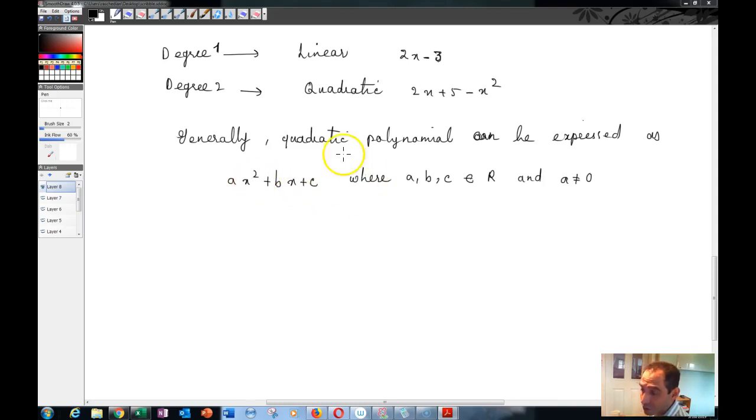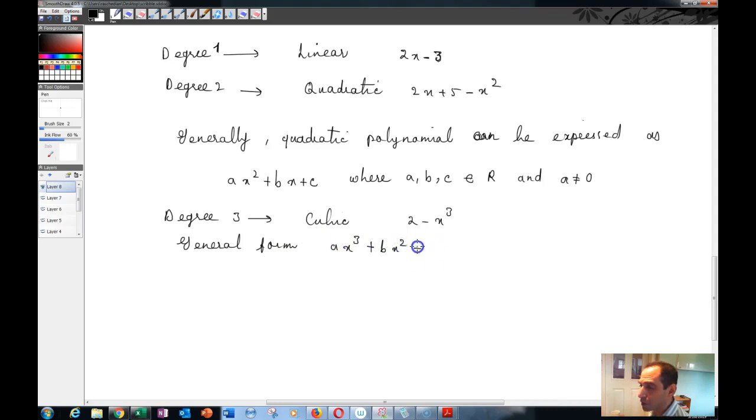And then there is also the concept of a polynomial with degree 3, which is called a cubic polynomial. For a cubic polynomial, you could have, for example, 2 minus x cubed. A general form for these cubic polynomials is ax raised to the power 3 plus bx squared plus cx plus d, where a, b, c, and d belong to the set of real numbers, and a is not equal to 0. Okay, so that is that.